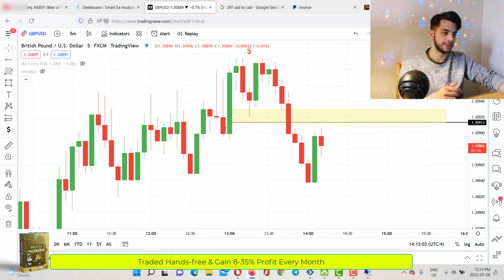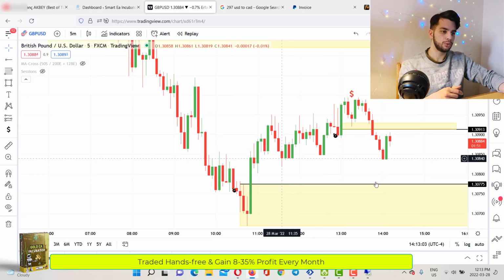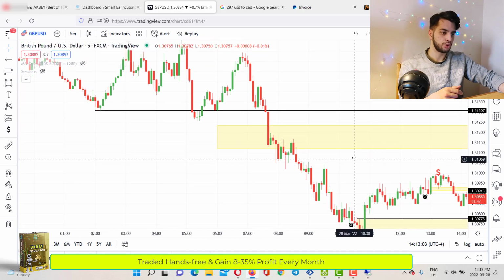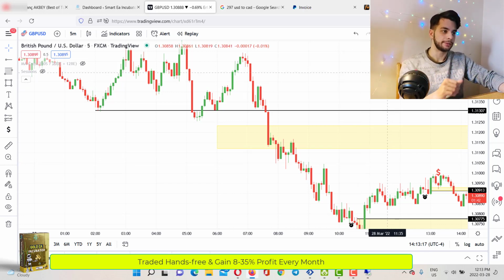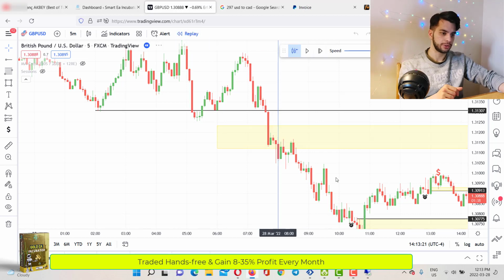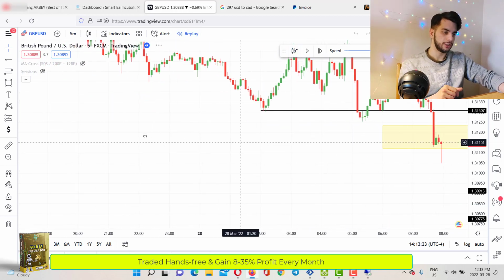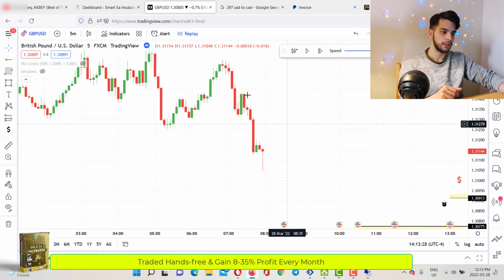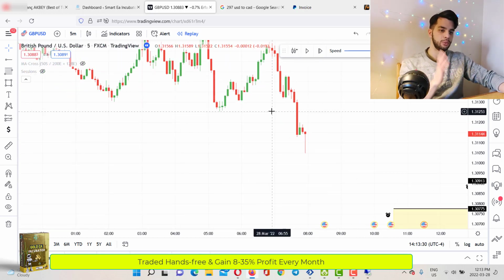Let's see. Okay, so let me do a little bit of replay for you around 8 in the morning to show you. I took this trade. NAS100 I didn't take, but GBPUSD I did. And if I want to show you what happened, it's going to be really interesting. Okay, so this is 8 in the morning. I'm going to delete this. I'm going to delete this one as well. So this is exactly when I woke up.